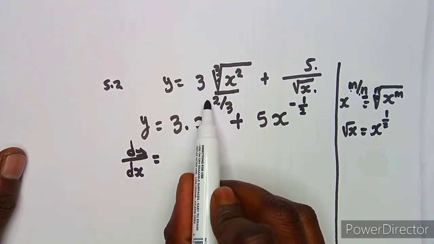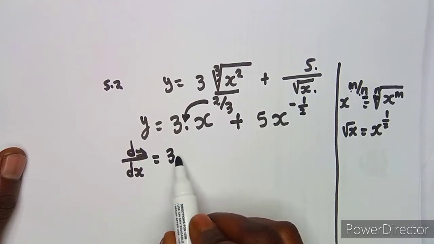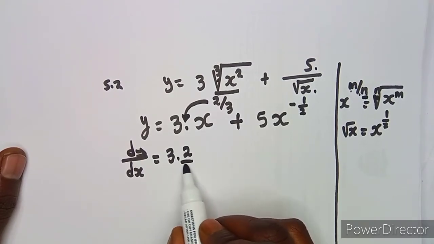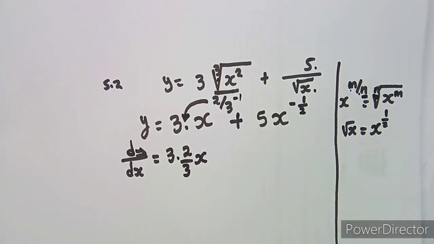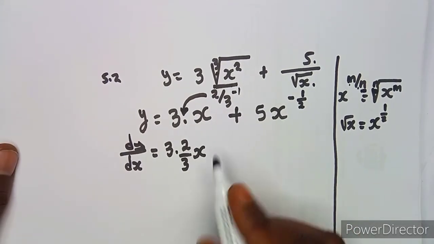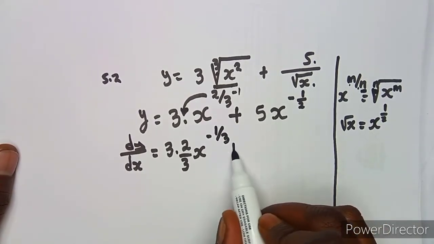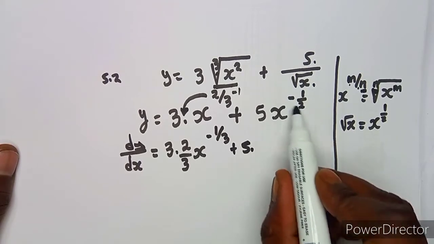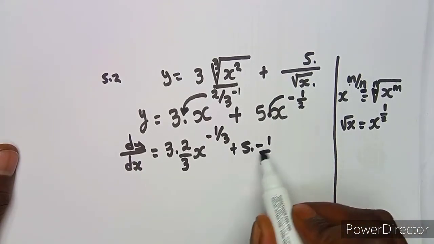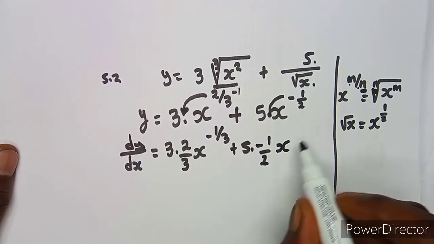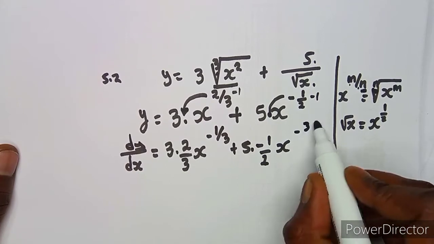Remember, for dy/dx, you drop the exponent and multiply it to the coefficient, so it's 3 times 2 over 3, then you subtract 1 from the exponent, so it's 2 over 3 minus 1, which is minus 1 over 3. Okay, plus 5 multiplied by, you drop the exponent, this one, negative 1 over 2, it multiplies to 5, x to the exponent, you subtract 1 there, so it's going to be negative 3 over 2.